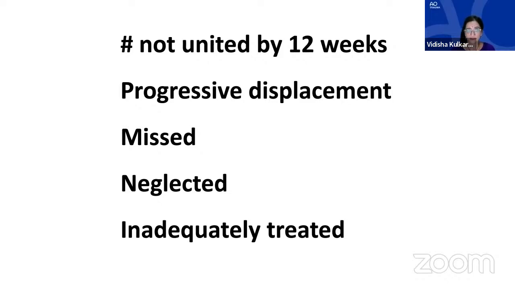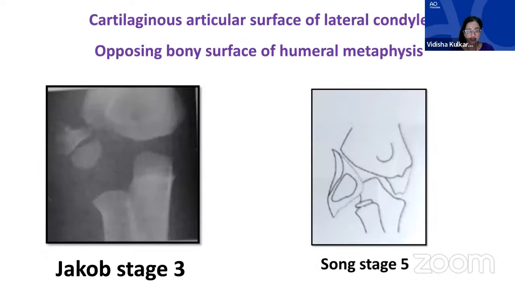Very often there is progression of the distal articular fragment, especially when it is unstable, Jacob type 3 or 2, progressively displacing proximally or laterally. And when it is not united by 12 weeks, we can consider this as non-union of the lateral condyle. So in Jacob stage 3 or Song stage 5, the cartilaginous articular surface of the lateral condyle faces the bony surface of the humeral metaphysis. So it is almost impossible to achieve union in these kinds of fractures with conservative treatment or closed reduction, pinning, etc.